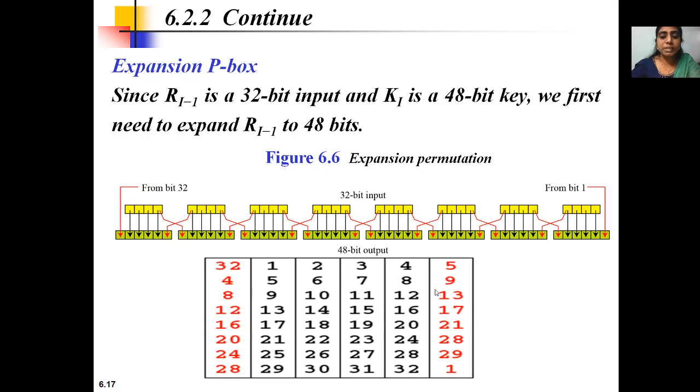You can see here the first 32 bits remain in the same manner, but here you add 8 bits in the first and 8 bits in the second.